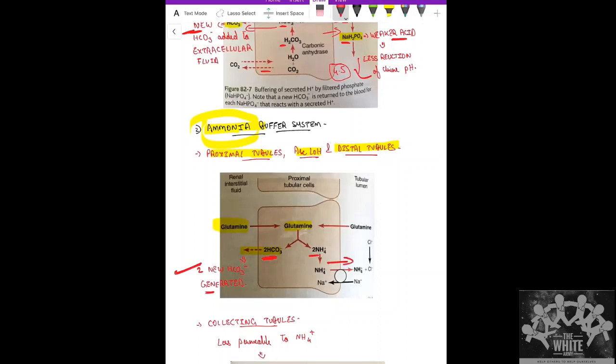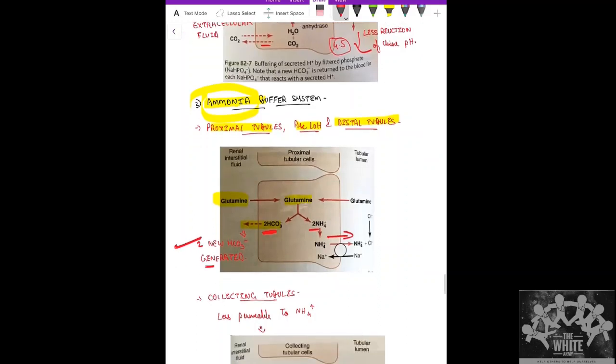How does H plus get secreted? It's actually NH3 that is being produced. NH3 combines with H plus to form NH4 plus. This NH4 plus is excreted. Again, NH4 plus is a much weaker acid. NH4 plus is formed, which is excreted in the kidney.